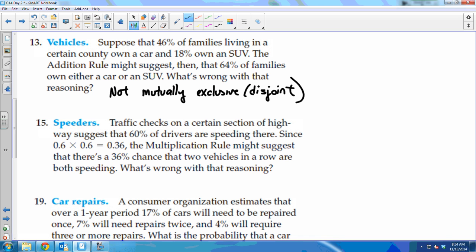Number 15. Traffic checks on a certain section of highway suggest that 60% of drivers are speeding there. Since 0.6 times 0.6 is 0.36, the multiplication rule might suggest that there's a 36% chance that 2 vehicles in a row are both speeding. What's wrong with that reasoning?